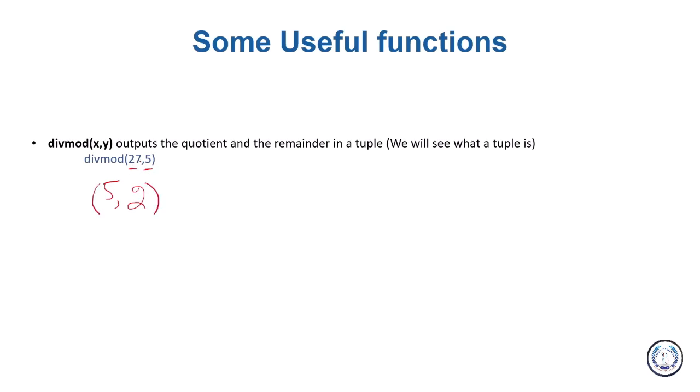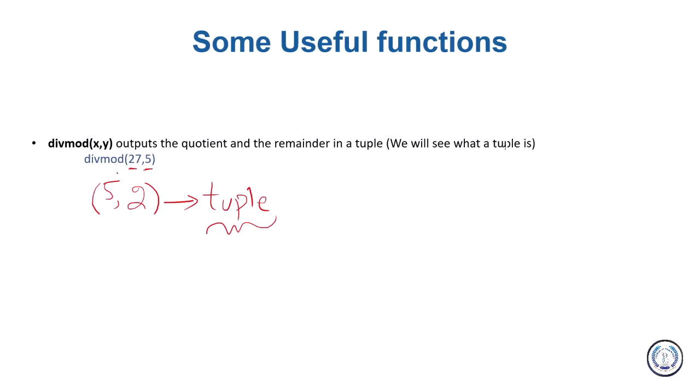And the result is returned in a kind of an ordered pair, and this kind of collection in which we have two or more elements, we call a tuple, which we will see in detail when we get to the data structures module of this course.